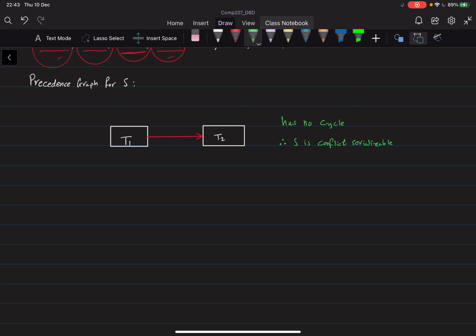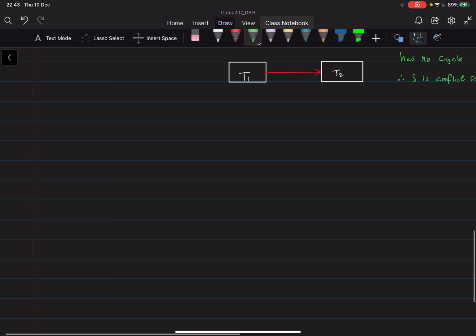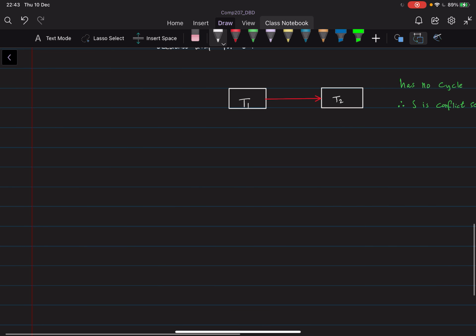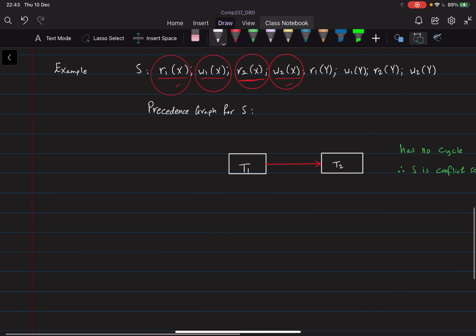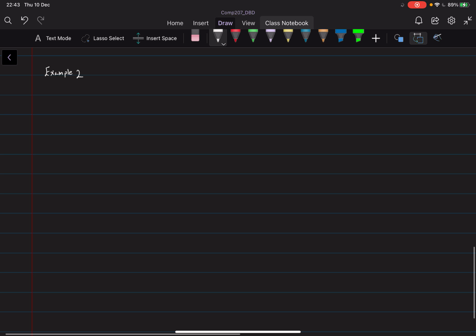Serializable. Okay, right, let's have example 2, guys. So let's give this 1, and then we say this is example 2. Let's have some decent space. Example 2. Right, so what do we have here? I guess we will have a different set of operations, which means a different schedule because we will need to show something else. So we say S.